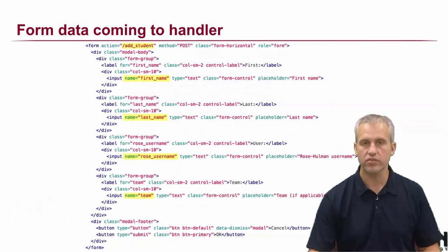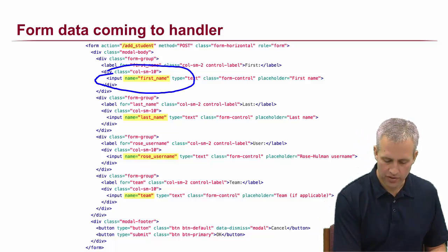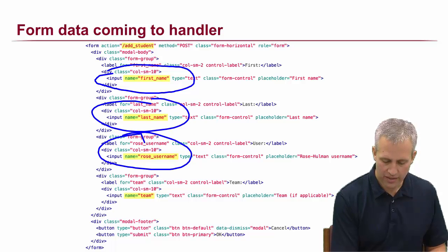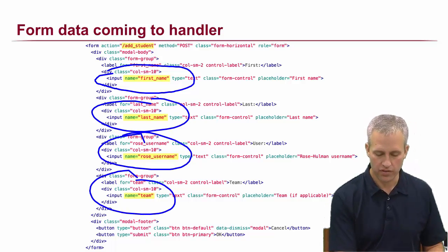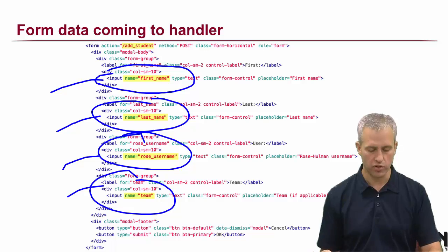So we need to know what's coming to us, right? So there are a couple different input elements that come our way. The main thing is the names on these input elements. So we're going to get a first name, a last name, a row's username, and a team. So those are the things coming to us.